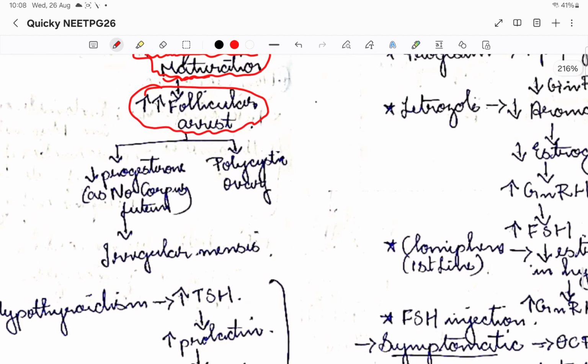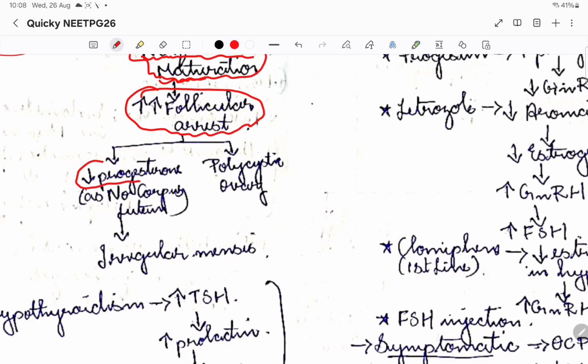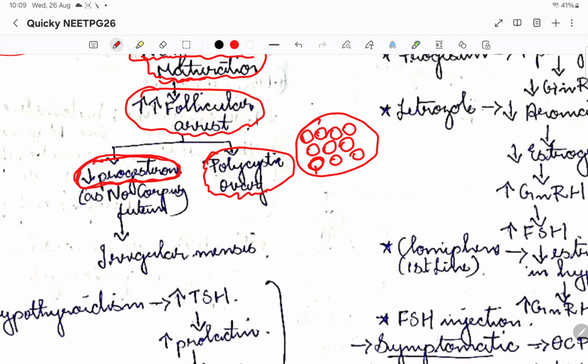So this will lead to no progesterone release. If the follicle is not there, meaning there is no ovulation, there is no corpus luteum. The corpus luteum was supposed to release progesterone, so there is no progesterone at all. All the follicles that were arrested will lead to polycystic ovary. This is how the name polycystic ovarian disorder came in. There will be all the cysts, all in the immature state, because there is no FSH to convert these immature follicles into the mature state. That is why all the follicles will be in a polycystic manner.